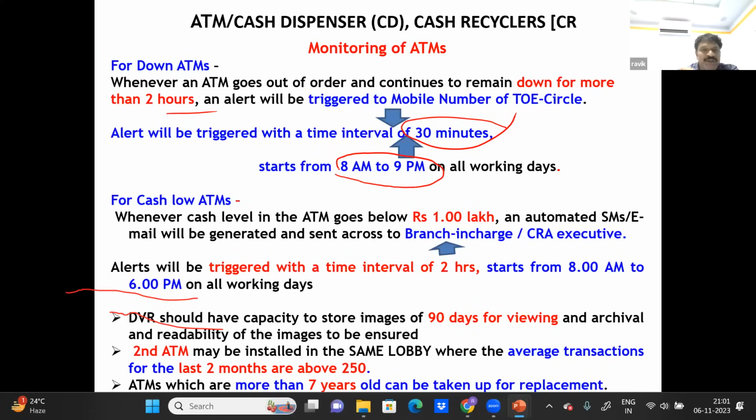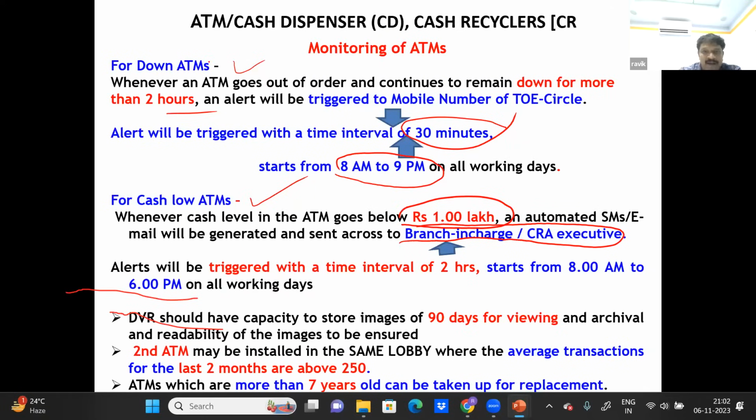Then cash low, it is down ATM. If ATM is down, cash low, already you have kept cash for 150%. Suddenly it came to 1 lakh rupees. Then also you should get information. But what is the amount? When the cash level in the ATM goes below 1 lakh, then an automated mail is generated to the branch in-charge and CRA executive. Here, branch in-charge, ATM down means it will go to the overseeing executive. Cash is coming down, less than 1 lakh, below 1 lakh. Branch manager is enough. Now he will tell his officers immediately to go and replenish the cash.